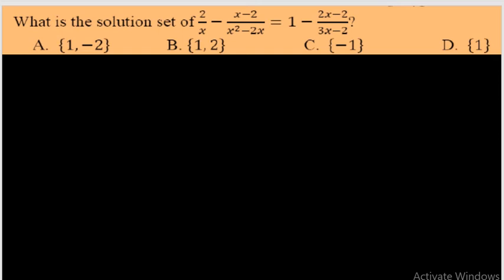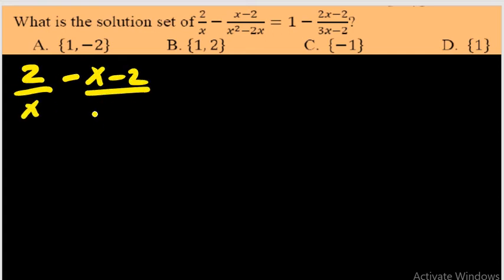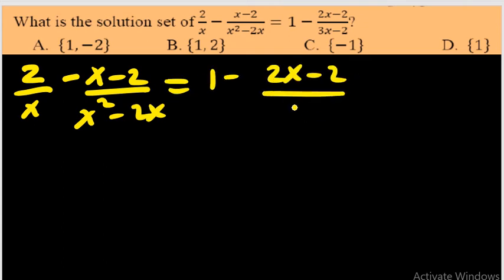Hello, welcome back. Here we are to solve some additional problems on rational equations and some other problems. The first equation here is a rational equation. It's written 2 over x minus 2 over x squared minus 2x is equal to 1 minus 2x minus 2 over 3x minus 2.